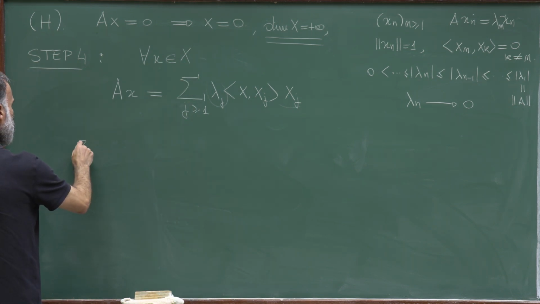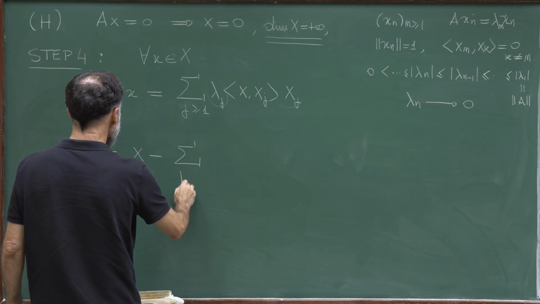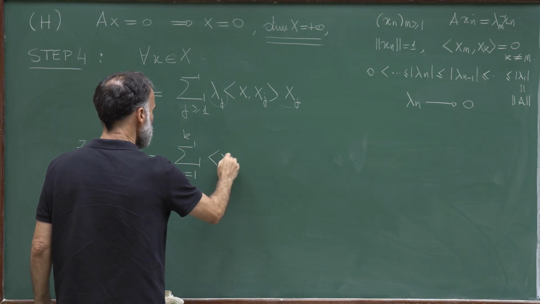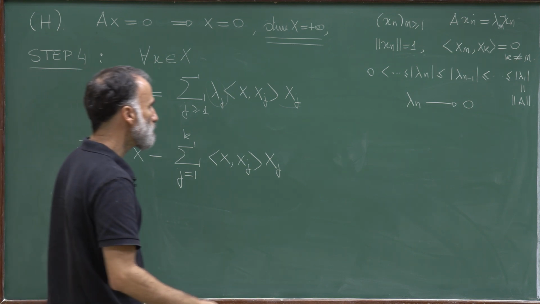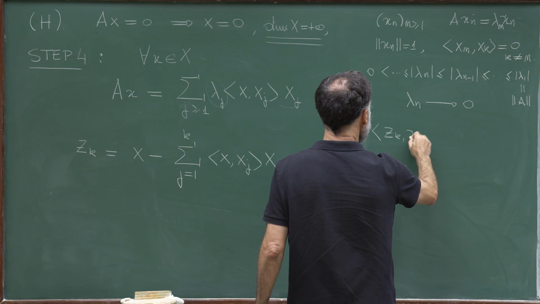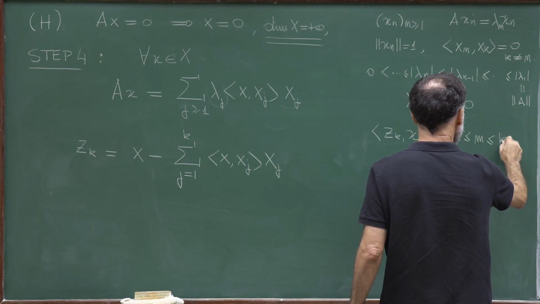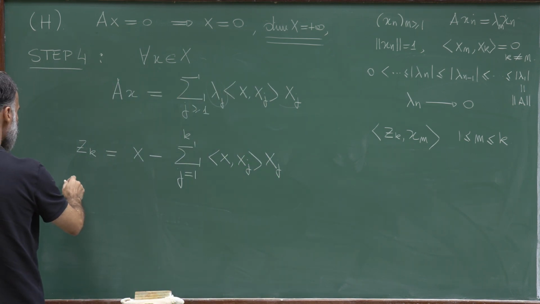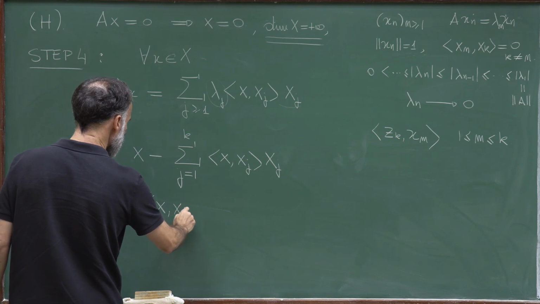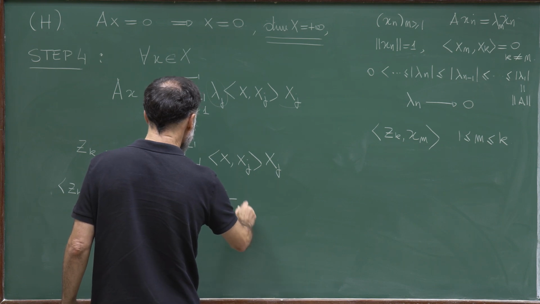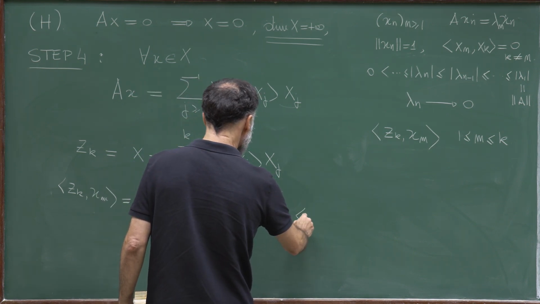Let's fix an x in X, and let me consider zk to be x minus the sum from j equal to 1 up to k of the scalar product of x with xj, times xj. And what I claim is that zk is orthogonal to xm for m between 1 and k. And this is clear because, well, let's take the scalar product of zk with xm. So this is equal to, by linearity, the scalar product of x with xm minus the sum from j equal to 1 up to k of the scalar product of x with xj, times the scalar product of xj with xm.